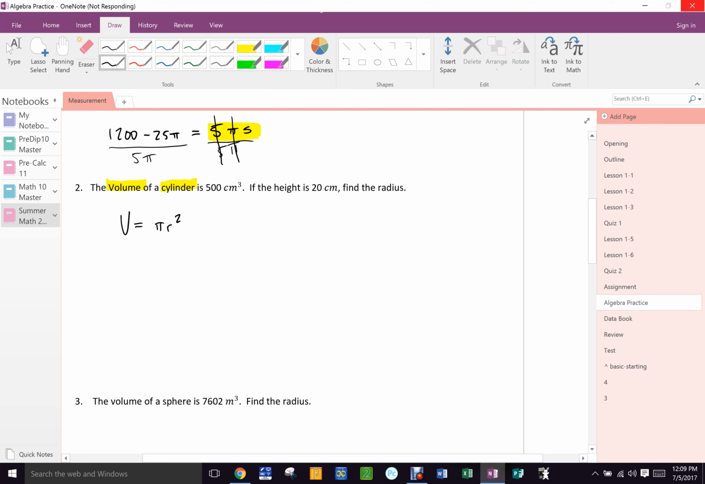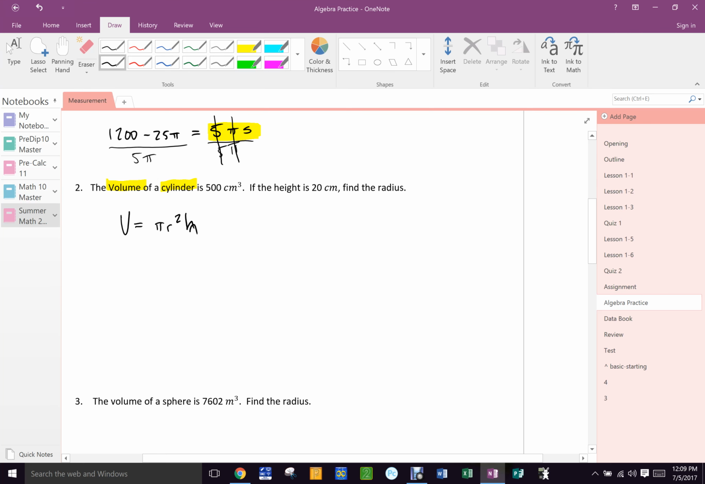I know the height. Oh, I forgot h. There's h. Oh, no, I did write it. H, it just didn't come in. So I know the height. Amrit says I know the height, which is 20. So I got pi r squared 20.